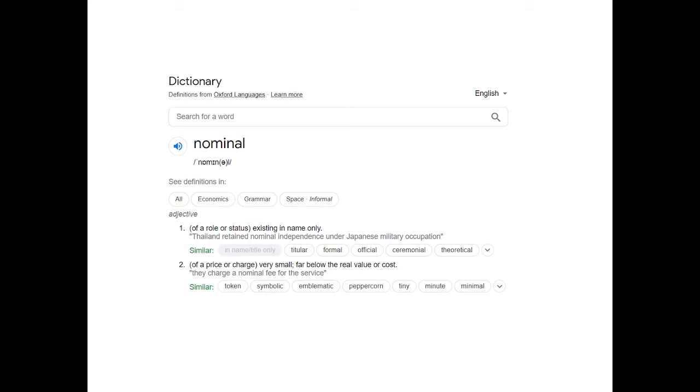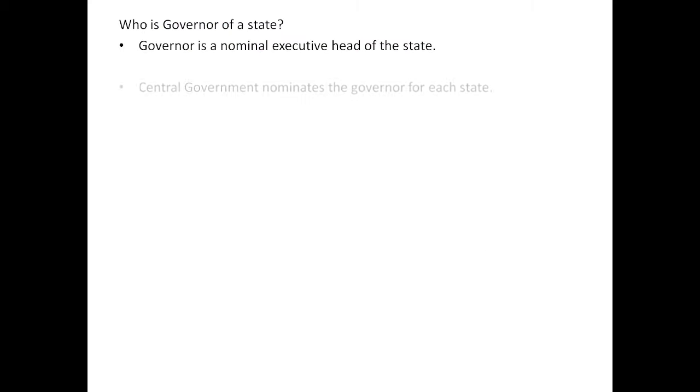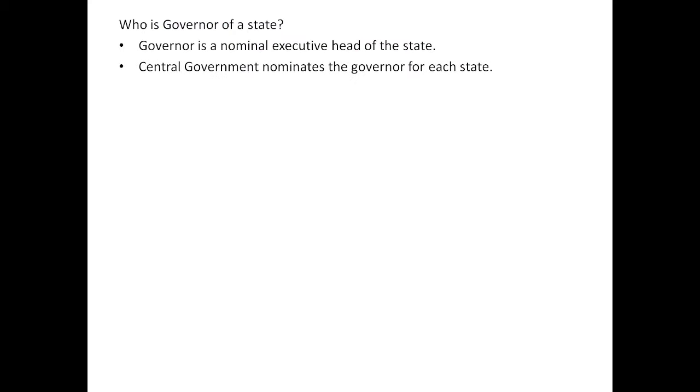Governor is a nominal executive head of the state. So, what is meant by nominal? For those who don't know the meaning of nominal, let me explain. In the Oxford Languages Dictionary, nominal means existing in name only. Literally it means namesake. The second meaning is very small, far below the real value or cost. And this Governor is appointed or nominated by the central government.